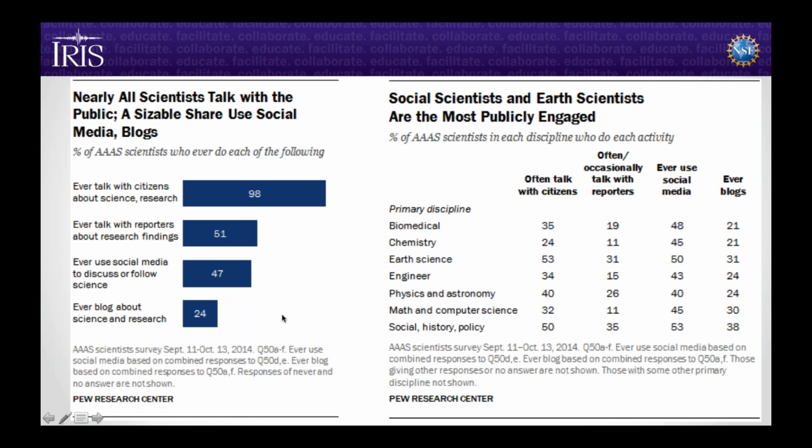A Pew Research Center study of AAAS scientists found that nearly all scientists are already talking to the public, and a sizable share of those use social media and blog about their science and their research. In particular, social scientists and earth scientists are already the most publicly engaged. Here we are right here, earth scientists. About 50% of us are already using social media.